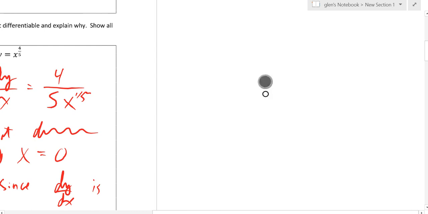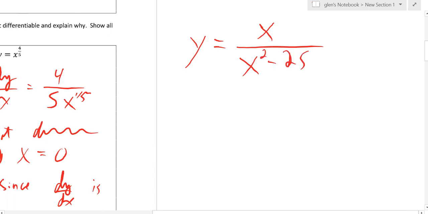Just do another one for fun. If you had something like y equals x over x squared minus 25, where is this function not defined? 5 and -5, so you'd write not differentiable at 5 and -5. You can derive it if you want, but you're going to find the same denominator. It's not differentiable because either y is not continuous, or y is not defined, or y prime is not defined. Do we have to write all three? No. Any one of those is reason enough for it not to be differentiable.